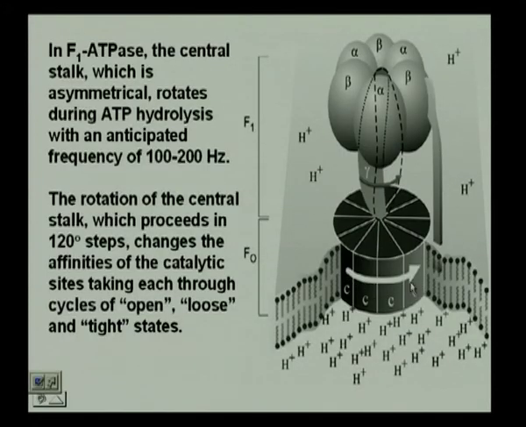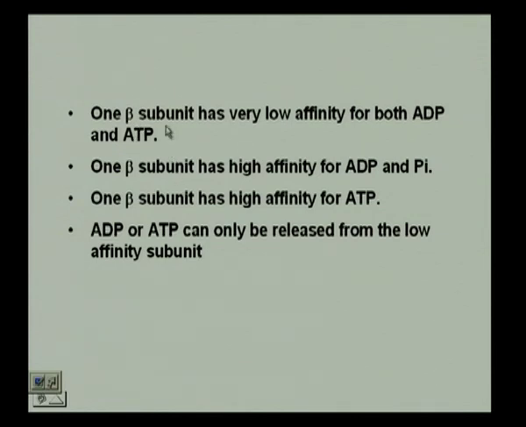We have this rotation of the C units that are connected with the membrane, and with this rotation we have the gamma stalk rotating. So, what is that going to rotate? That is going to rotate these beta subunits, and as the beta subunits rotate, there are 3 states that it gets into, called the open, loose and tight states. Okay? Now, one beta subunit has low affinity for both ADP and ATP. So, they will be irreversibly associated with the unit. One beta subunit has high affinity for ADP and Pi. So, it is going to take in the substrates, right.